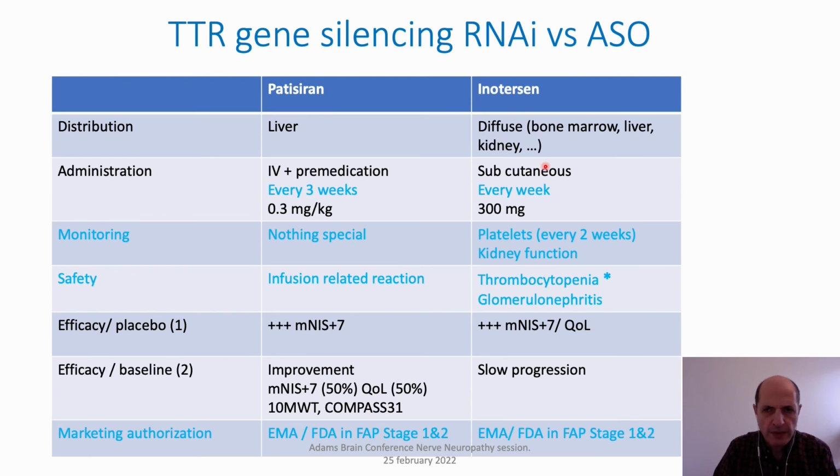There are some differences between these two TTR gene silencers. Specific targeting of the liver for patisiran, and a more diffuse distribution for inotersen. The way of administration is IV every 3 weeks for patisiran or subcutaneous every week for inotersen. The monitoring is for platelets every 2 weeks for inotersen. The safety concerns are risk of thrombocytopenia or glomerulonephritis with inotersen, or infusion-related reaction for patisiran. There is slowed progression with inotersen or some improvement with patisiran, and both therapies received marketing authorization by EMA and FDA for FAP1 or FAP2 stages.